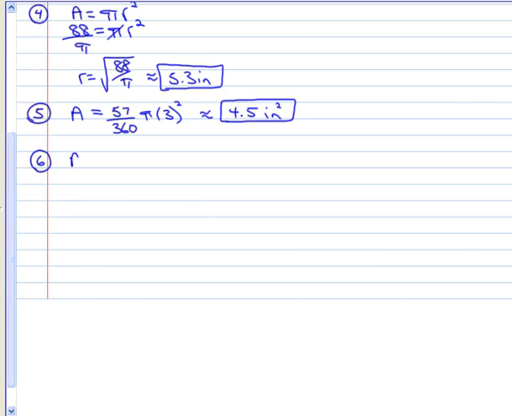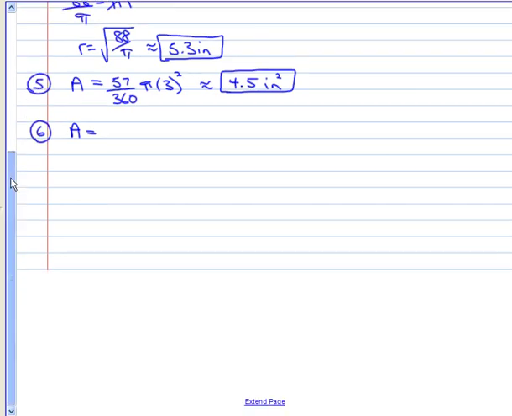Number 6, area equals 92 over 360 times pi times how much? 7 squared. What was the number again? 39.3 centimeters square.